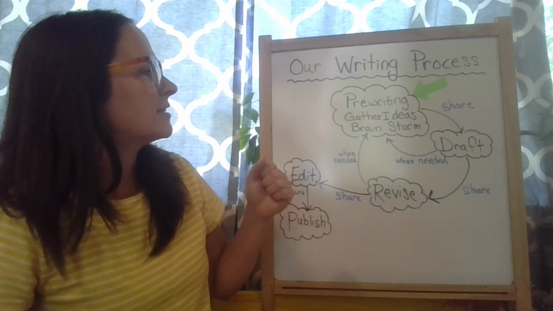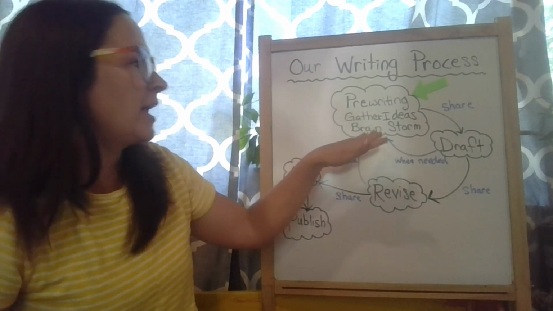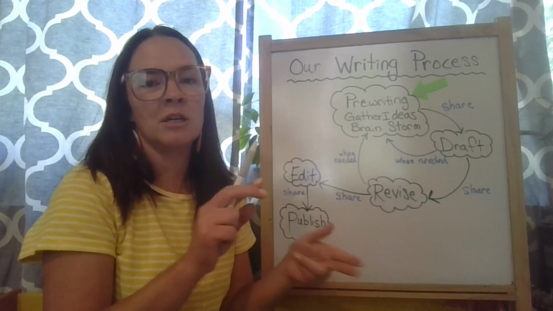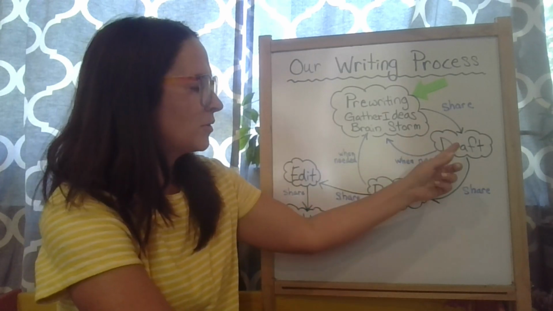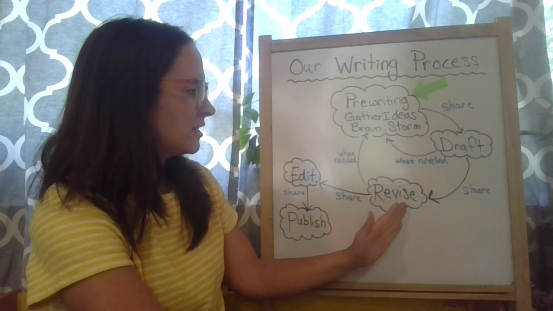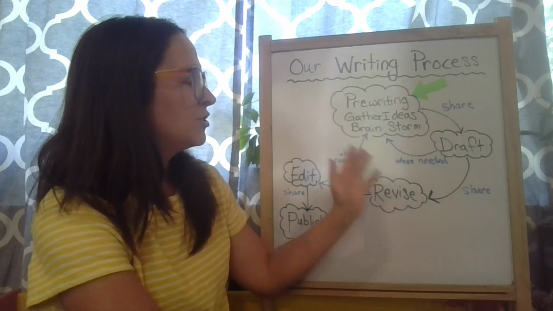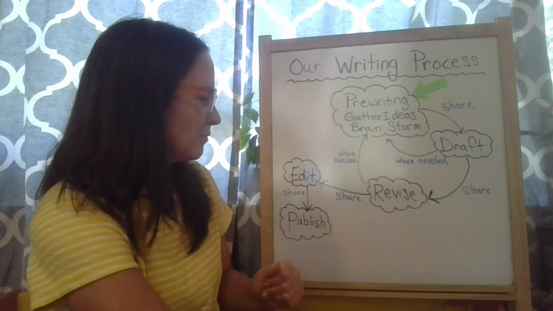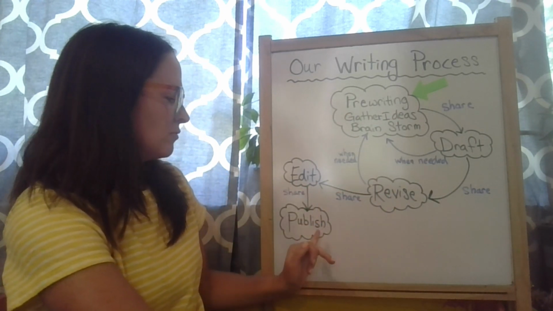Our next step is to look at where we're at in our writing process. So our writing process is going to consist of pre-writing, which means we're gathering those ideas, we're brainstorming. Next we'll move to our draft. We'll revise our draft. We'll go back to pre-writing if we need to get more ideas. We'll edit and then we'll publish.